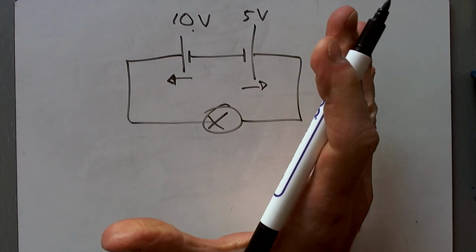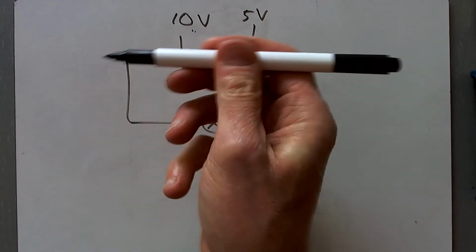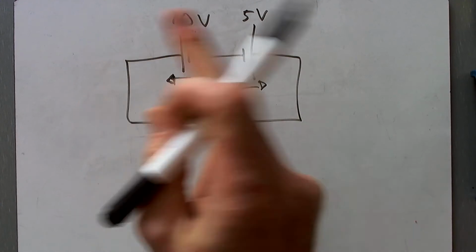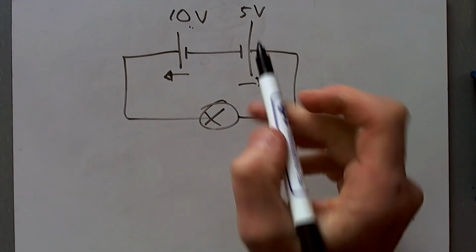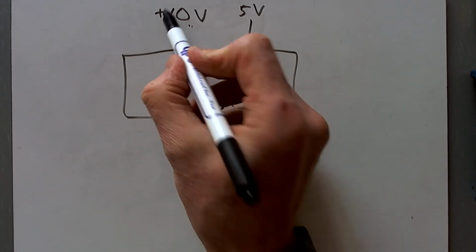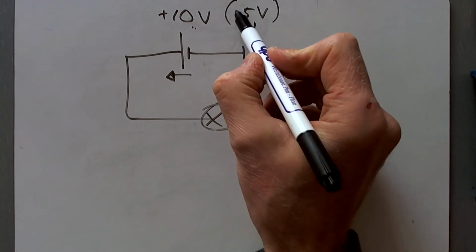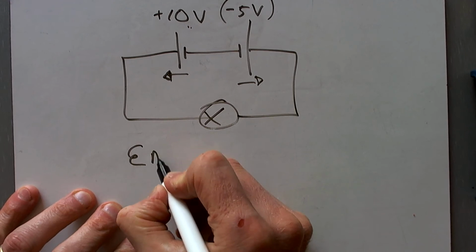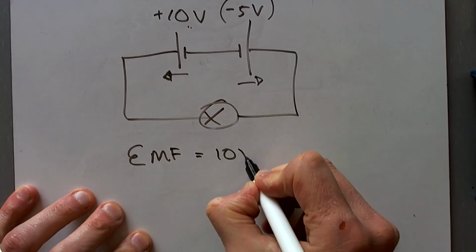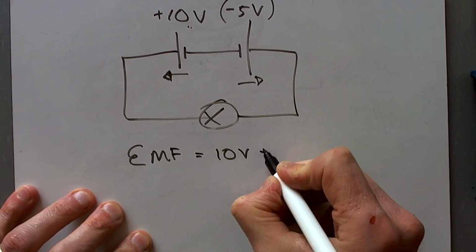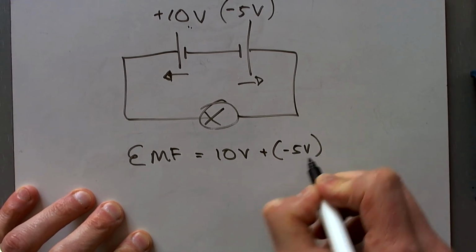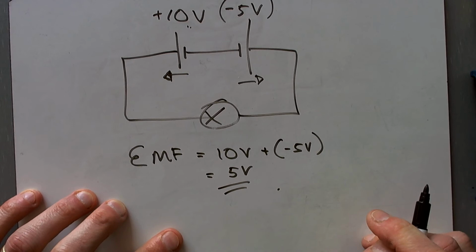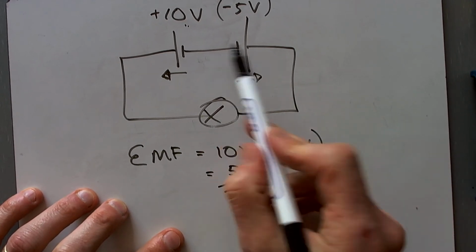And so we do just treat it like a vector. If you've got something pulling this way with 10 and this is pushing that way with 5, then it's the difference between the two. So we can think of this as being plus 10 volts, and we might think of that being in the opposite direction, so being minus. And so the EMF would be 10 volts minus, or even plus the minus 5 volts equals the 5 volts. Okay, yeah, if they're in opposite directions.